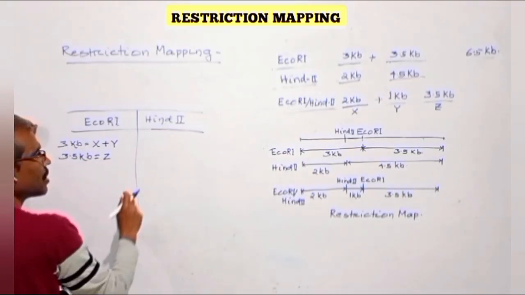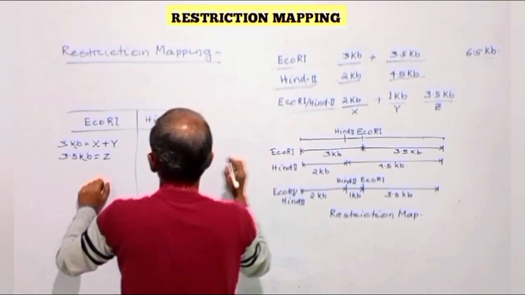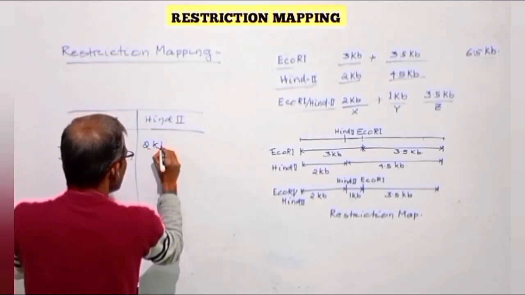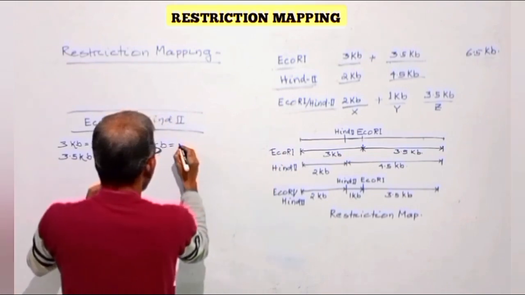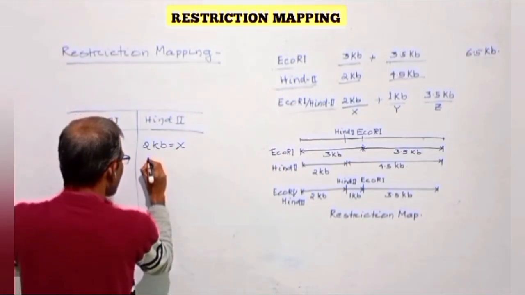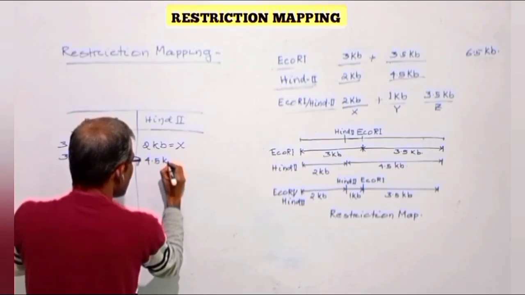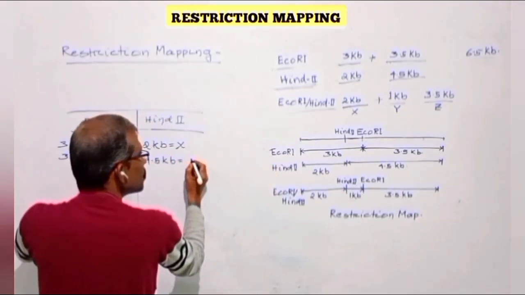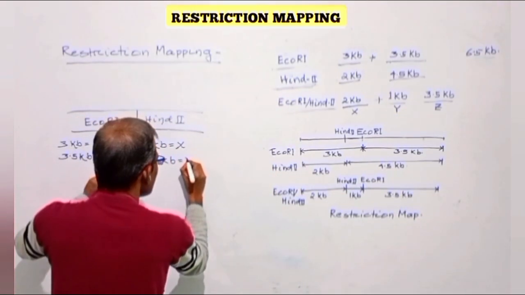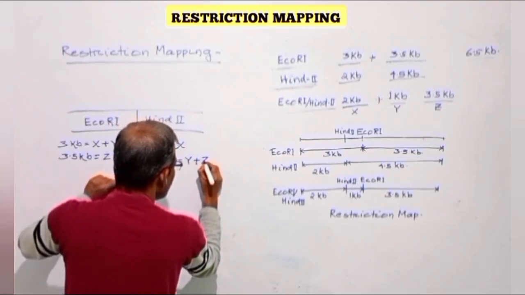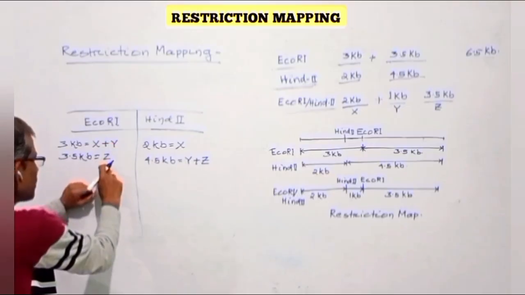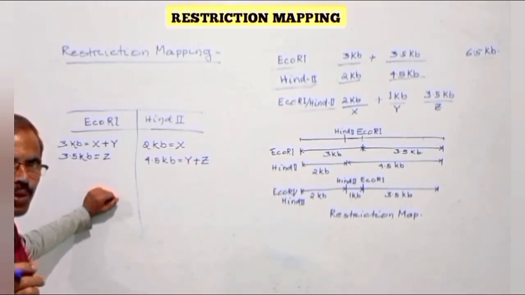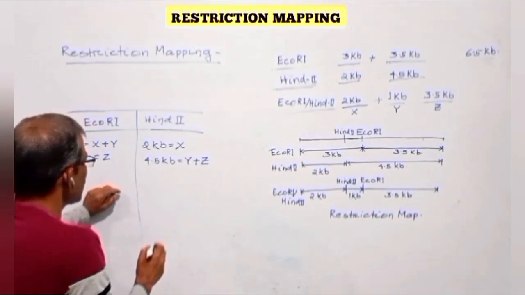Next, from HinII digestion, the first fragment is 2 kb, which is equal to the length of fragment X. And the second fragment, 4.5 kb, is equal to the length of fragment Y plus Z. So 4.5 kb is equal to Y plus Z. Following this, arrange these sequences in an overlapping manner so that the relative order of restriction sites can be determined on the DNA strand. How to arrange these sequences?